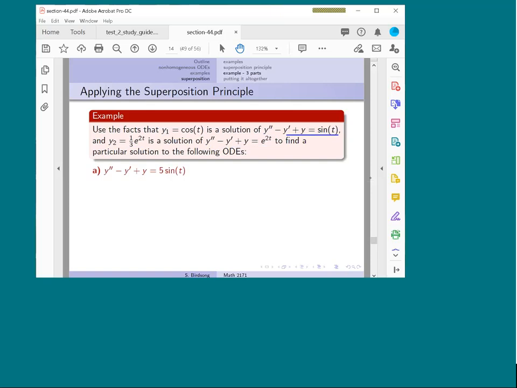So we're going to use those pieces of information to answer the following questions. So the first question is, could we figure out what a particular solution is for this related differential equation, which is second derivative of y minus y prime plus y equals 5 times t? Any guesses what we could do here for a particular solution? Could we use method of undetermined coefficients? Of course. If we use method of undetermined coefficients, it would look like this. And then we'd have to solve for the a and the b.